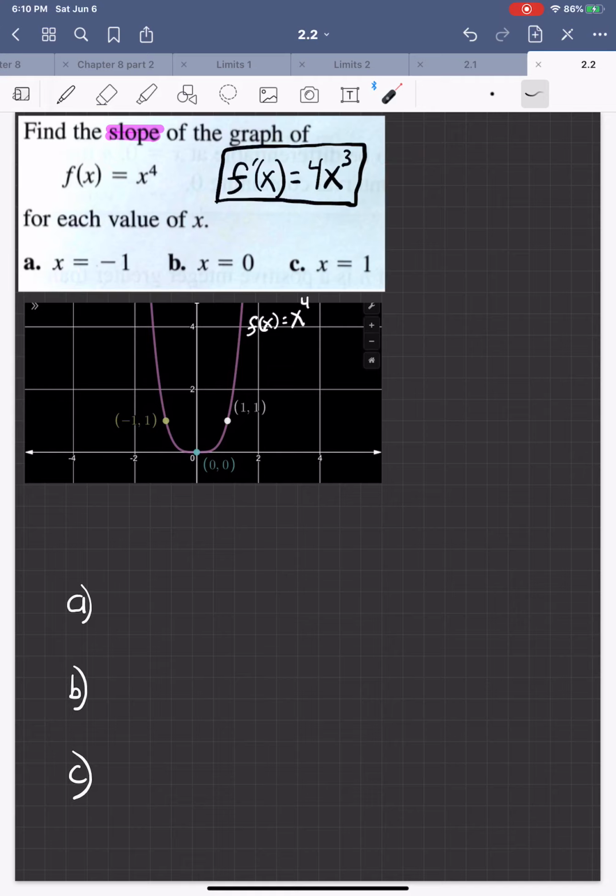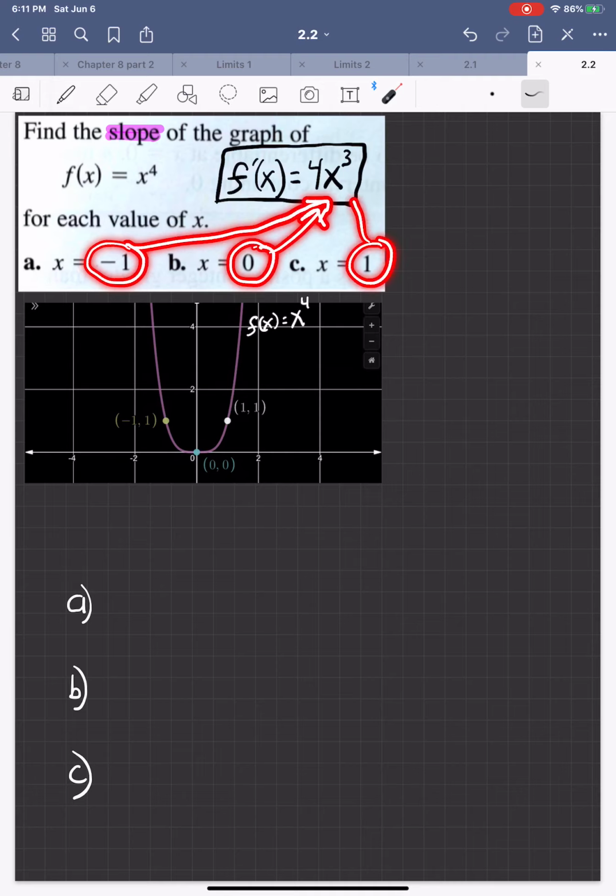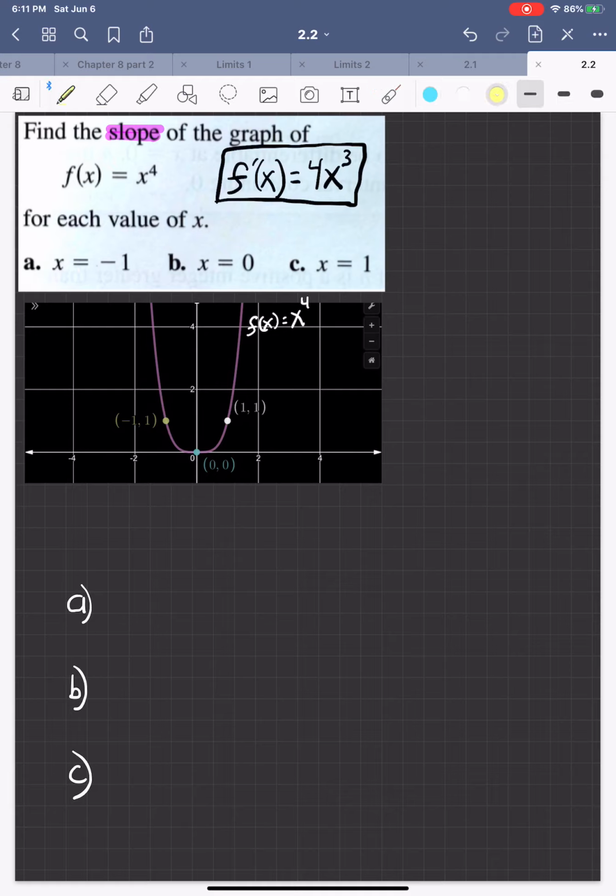Now, to finish it, so part A, part B, part C, it is that simple as plugging in the x values. So that's all that I'm going to do for each of these, is plug these x values into my derivative. So let's go ahead and write that. For part A, this would be f prime of -1. For part B, this would be f prime of 0. For part C, this would be f prime of +1. So I'm plugging in my x value into my derivative. And let's see what comes back out.